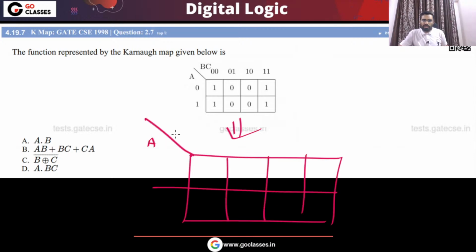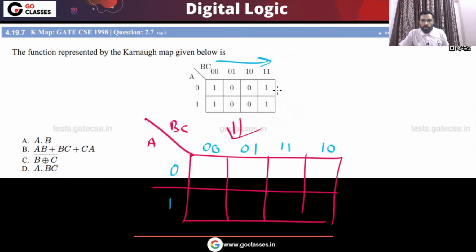Very simple. So this is variable A, variable B, C, and this is fine. This A 0, 1, this is fine. But you make this in the standard order: 0, 1, 0, 0, 0, 1, 1, 1, 1, 0. Okay, so now you can fill this row. You can fill like this.